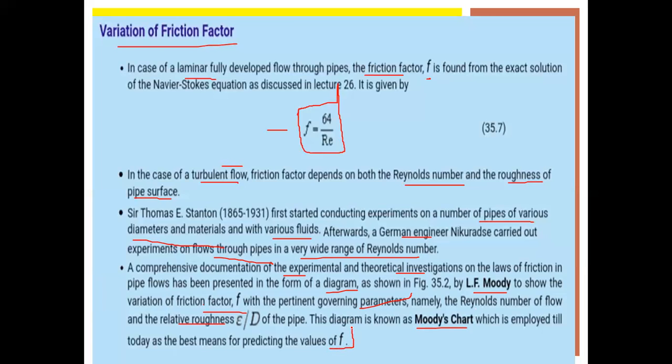So if you get any theory question, like define variation of friction factor with respect to Reynolds number, you have to start with this point, you have to write this point. Or explain Moody chart, or what is the meaning, define Moody chart, then you have to write: a comprehensive documentation of the experimental and theoretical investigations on the laws of friction in pipe flow, presented in the form of a diagram known as Moody chart. The diagram gives the parameters for the Reynolds number, and for predicting the values of f the Moody's chart is employed, and we can show it in this way.